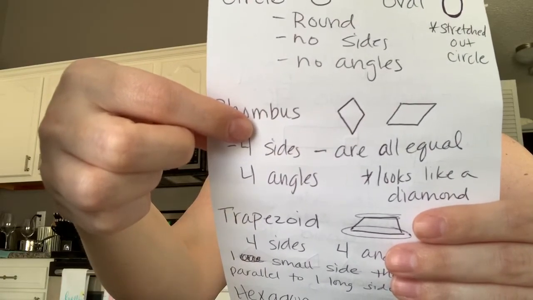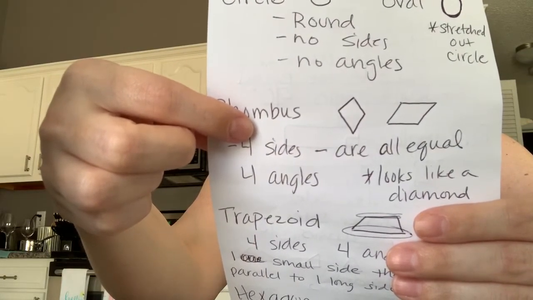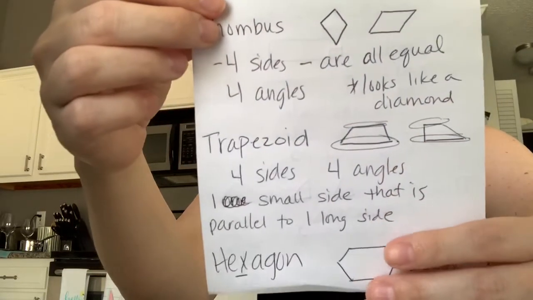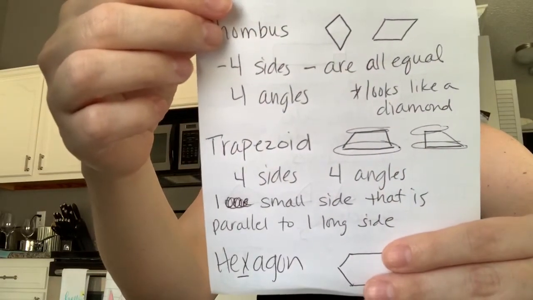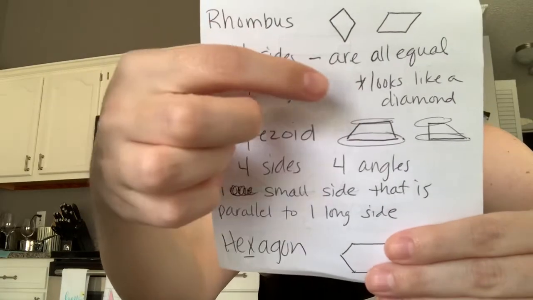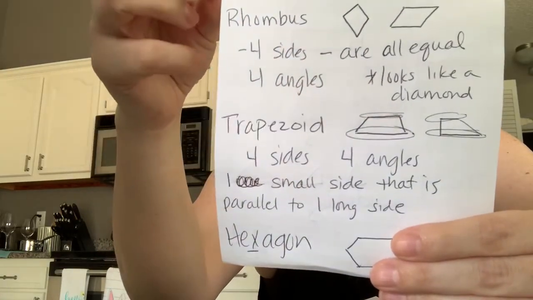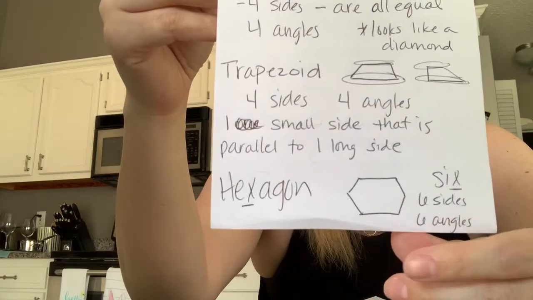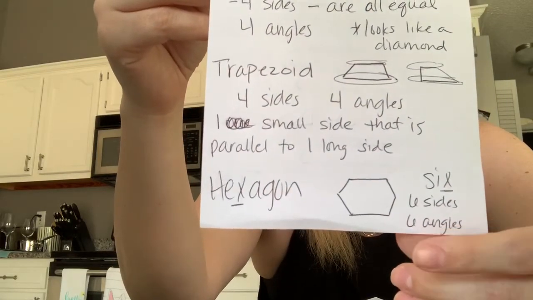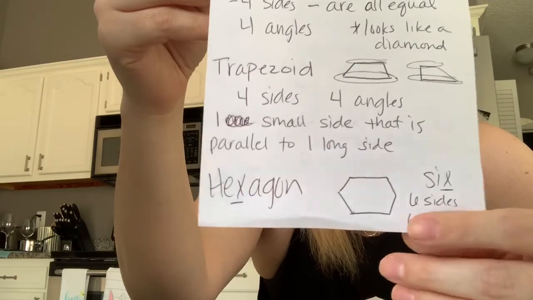Our rhombus has got 4 sides and 4 angles, but it looks like a diamond or a square slanted, so it does not have those perfect corners. And a trapezoid is also 4 sides and 4 angles, except the small side and long side are parallel, which means they are never going to touch. And then your hexagon has got 6 sides and 6 angles. All right, so we're going to be reviewing that every day, but that we're doing these shapes.